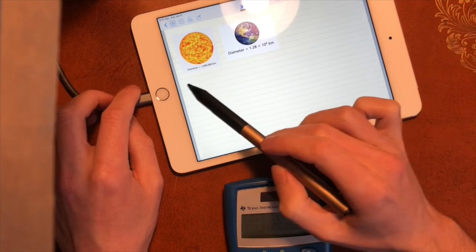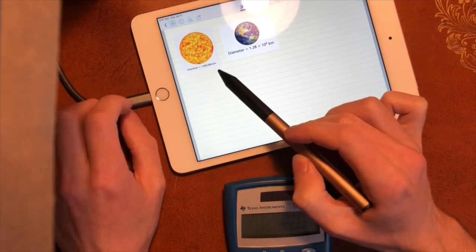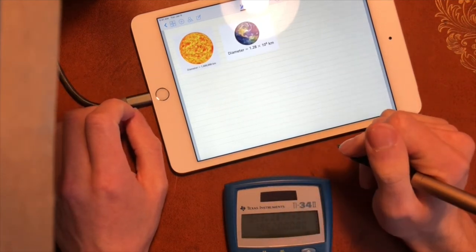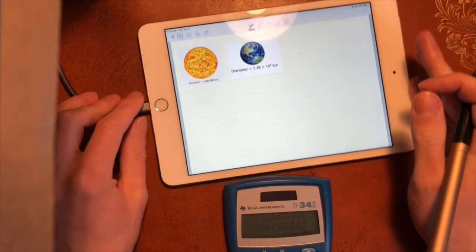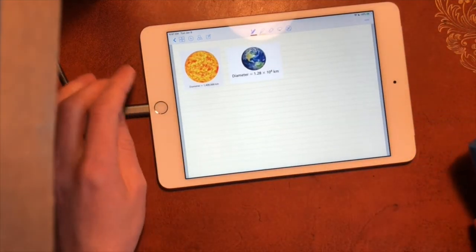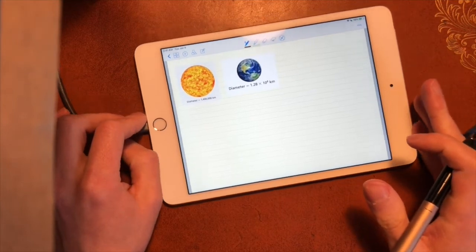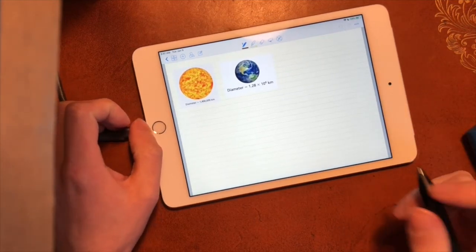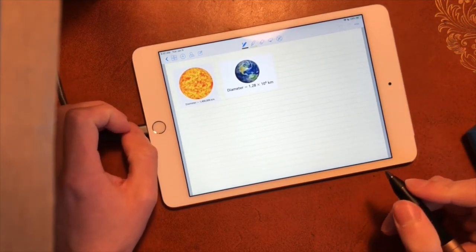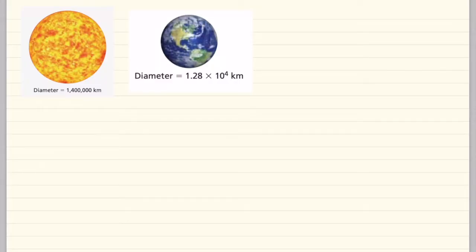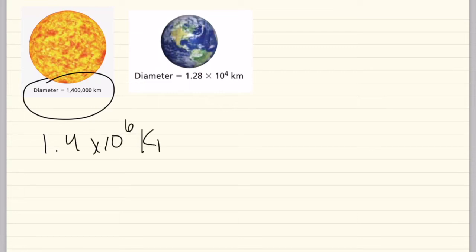So we're told that the diameter of the sun is 1,400,000 kilometers, and the diameter of Earth is 1.28 times 10 to the 4th kilometers. What are we going to do with that information? We're going to find how many times larger the sun is than the Earth. The first thing we need to do is put this number in scientific notation. So that's 1.4 times 10 to the 6 kilometers.